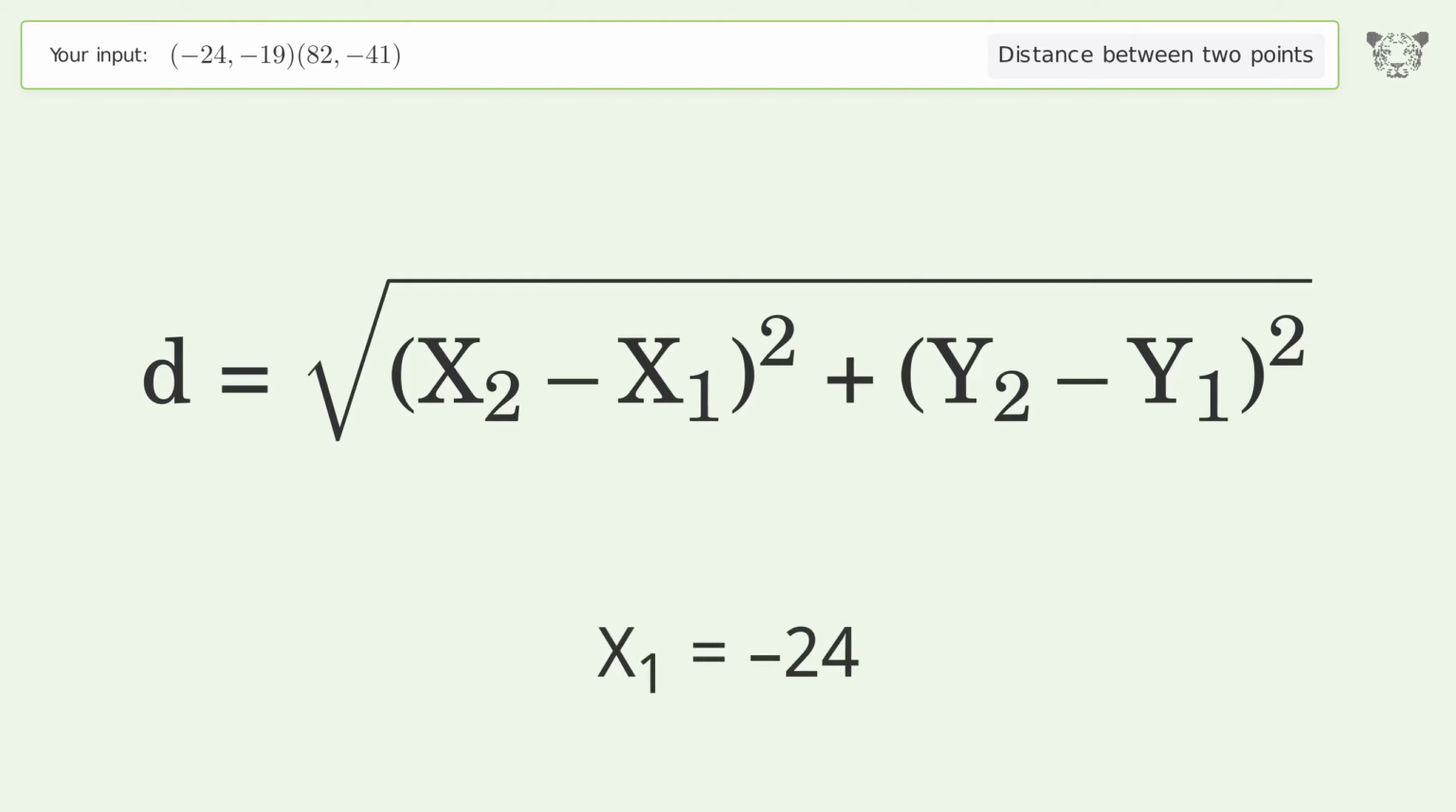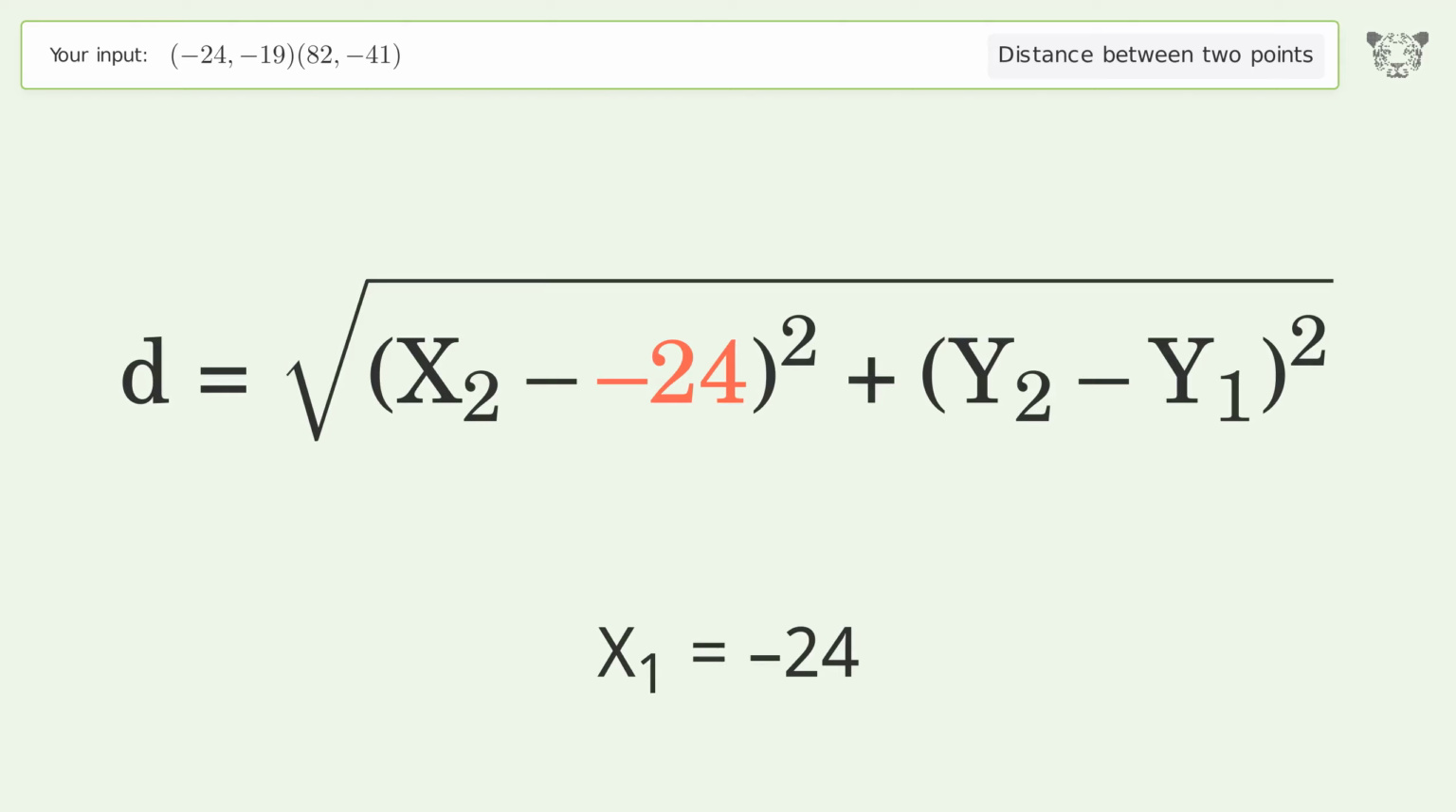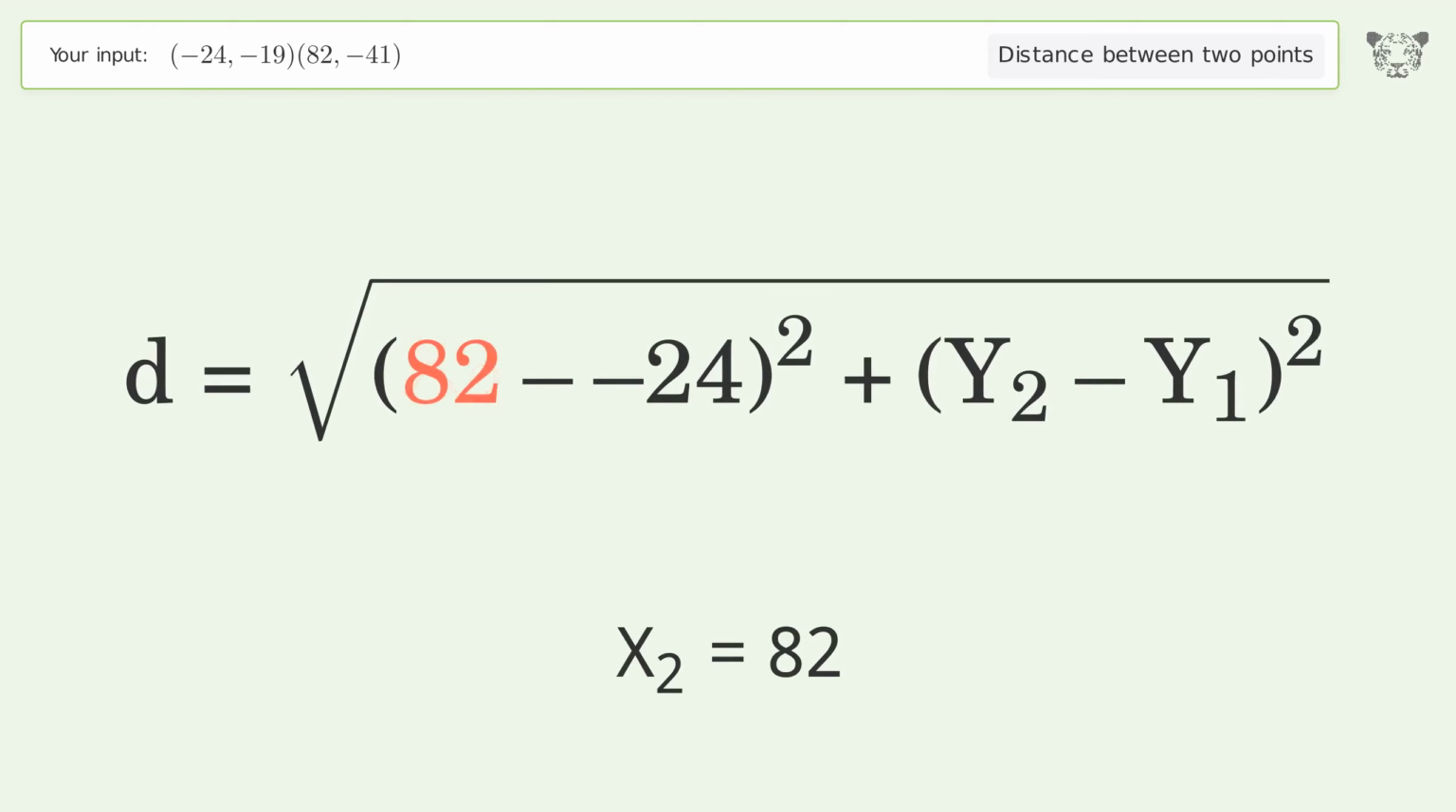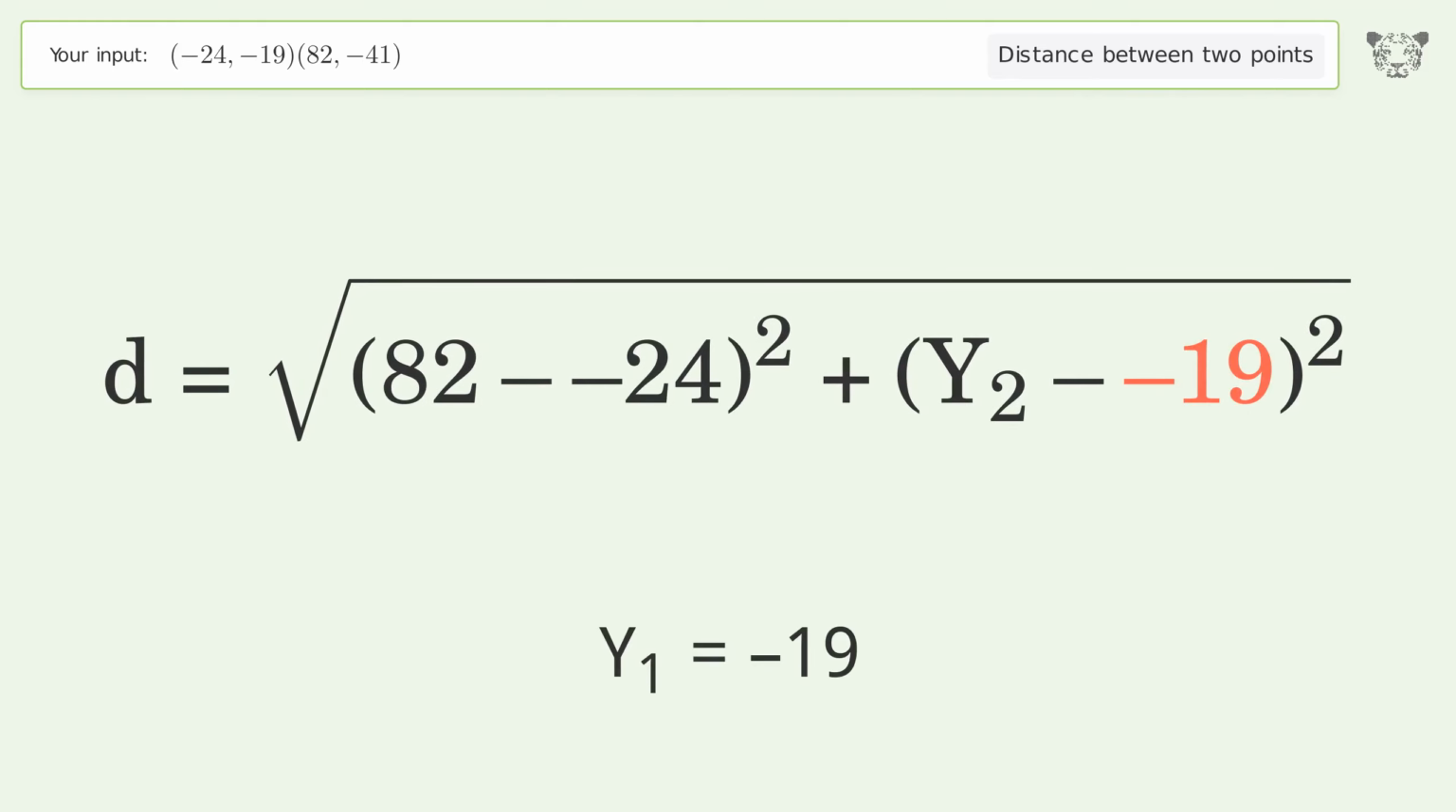x1 equals -24. x2 equals 82. y1 equals -19. y2 equals -41.